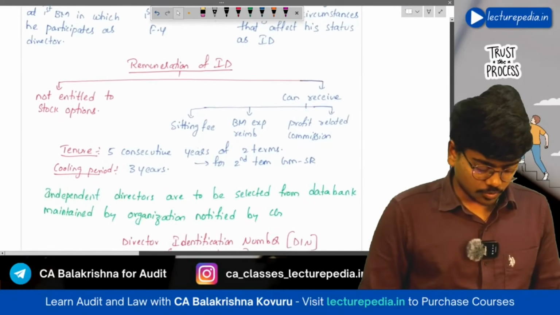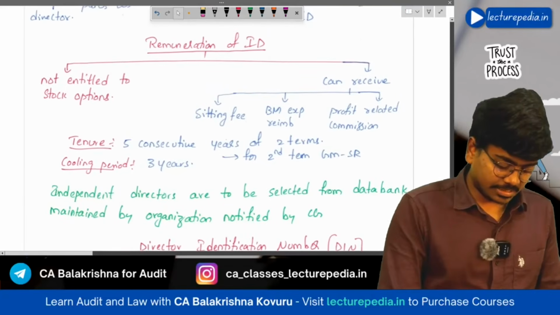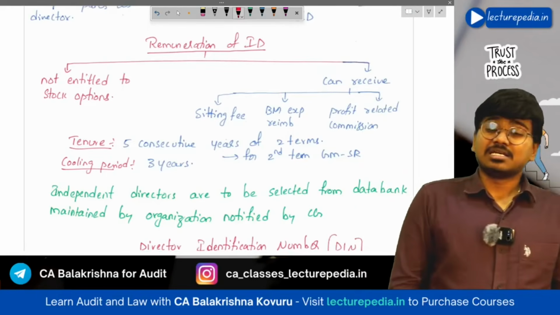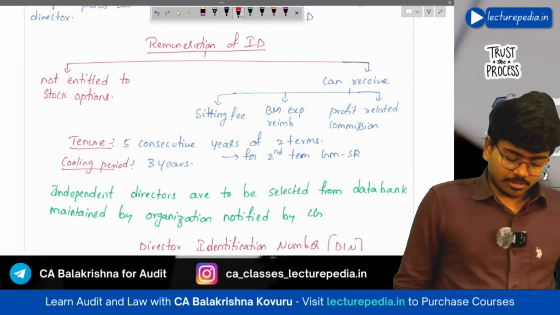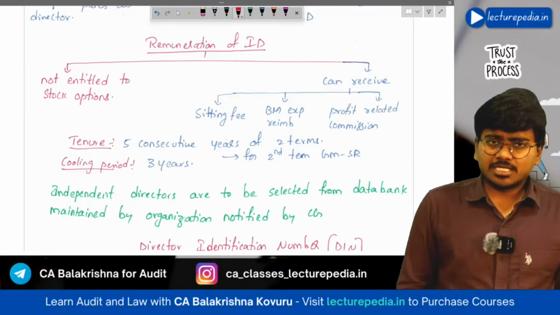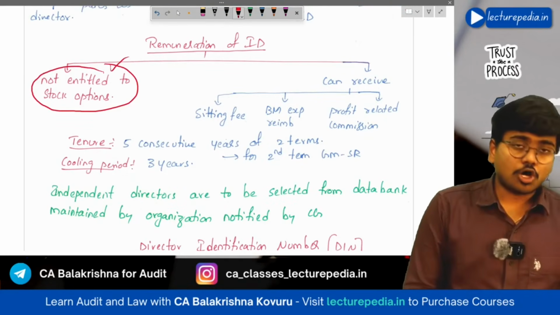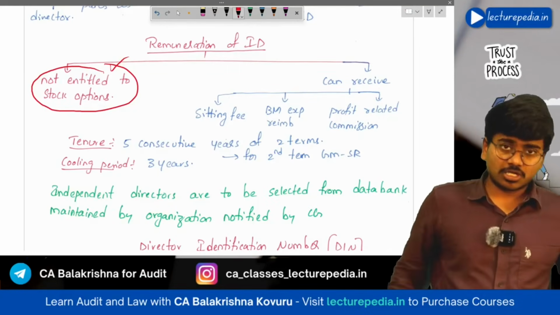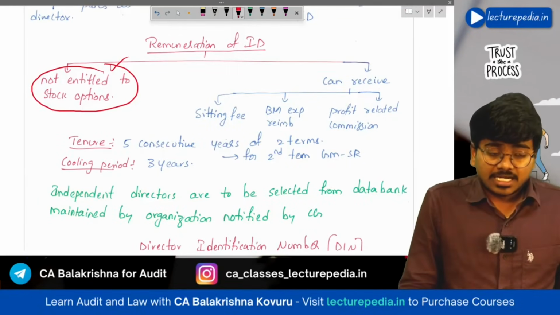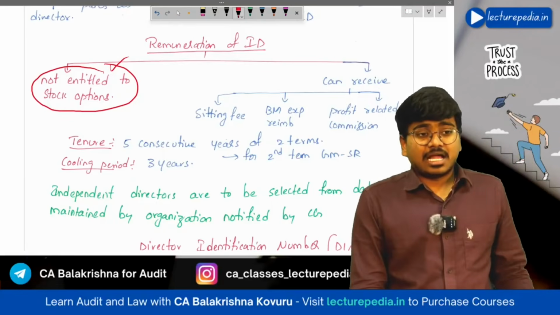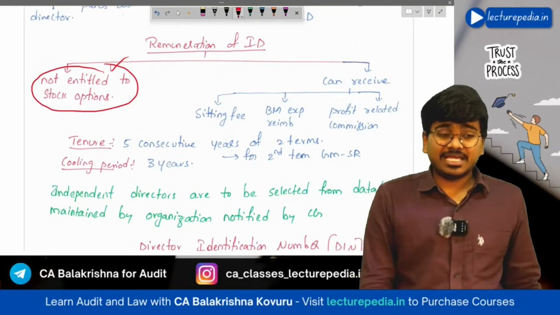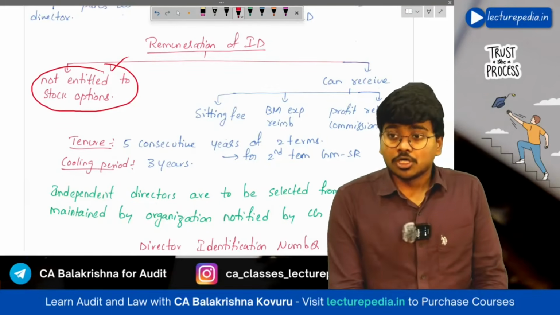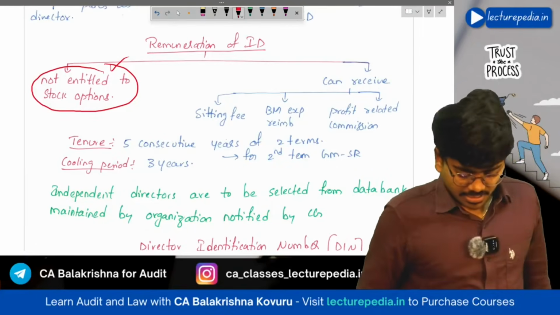Now coming to remuneration of independent director. The remuneration of all other directors we will be discussing in the second chapter. Here, the independent director is not entitled to any stock options. You cannot give any stock options as remuneration of the independent director, because if you give stock options, the independent director might get an interest in the company. He should be independent of the company. If he holds any shares in the company, he cannot be independent of the company. So you should not give any stock options to the independent director.